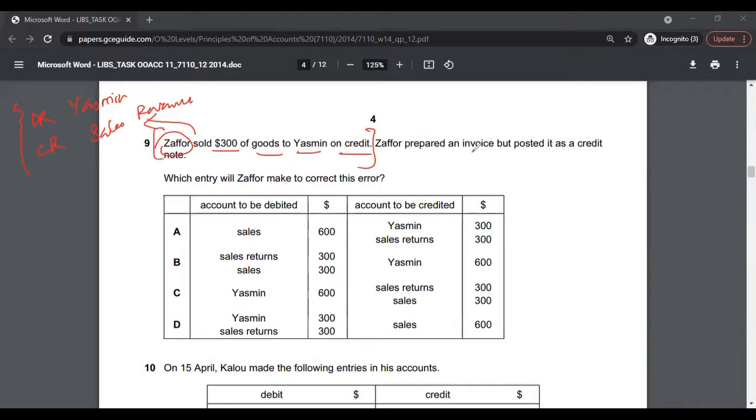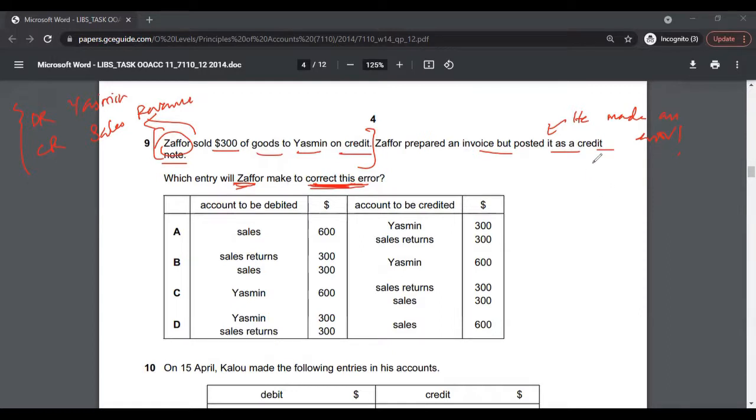Zafur prepared an invoice but posted it as a credit note. So he made an error. Which entry will Zafur make to correct this error? So now you have to correct this error. Zafur prepared an invoice but posted it as a credit note. Instead of posting it as sales revenue, he posted it as a credit note, as a sales return.